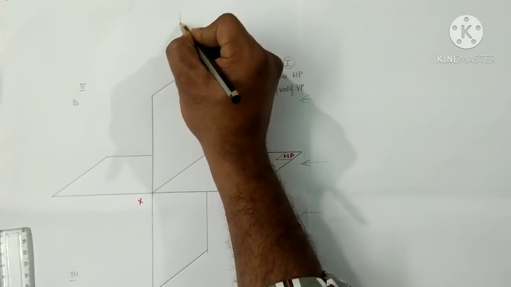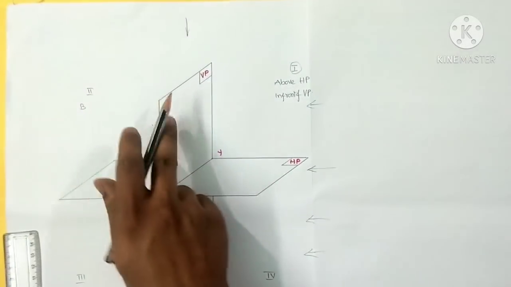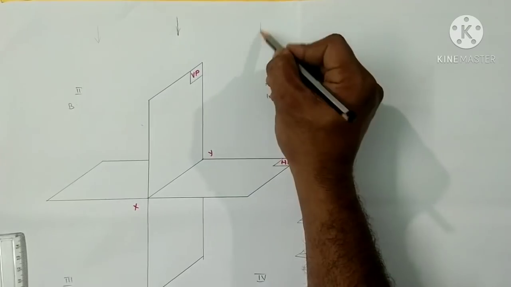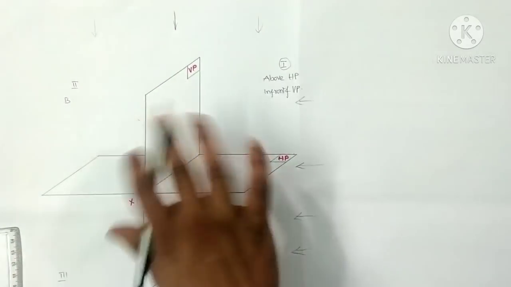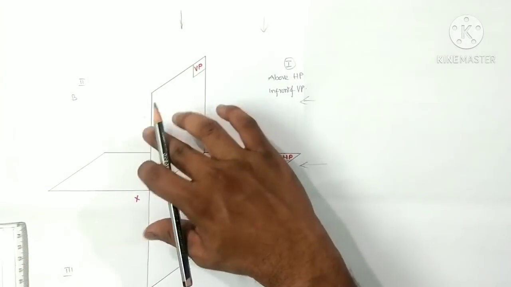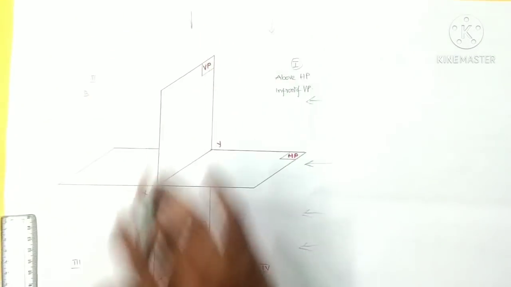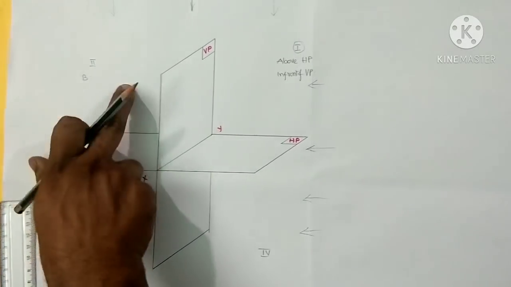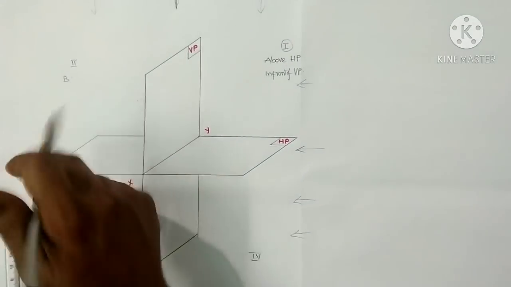Similarly, for the purpose of top view, we should see the object in this direction only. Either this place or this place or this place. Whatever the place, the direction must be from above the quadrant setup. So here we can say this is behind VP, similarly above HP.